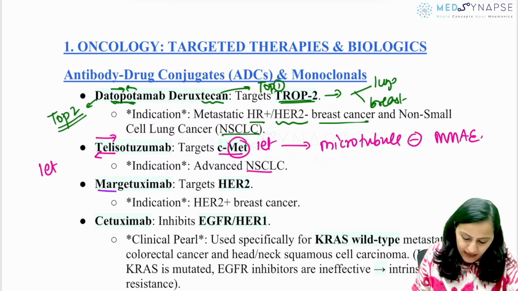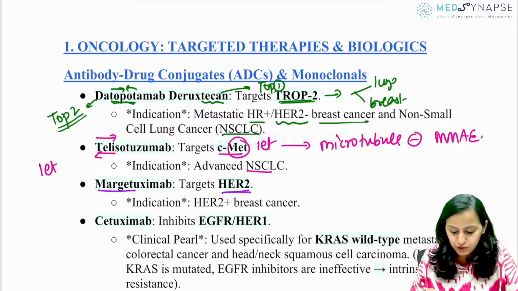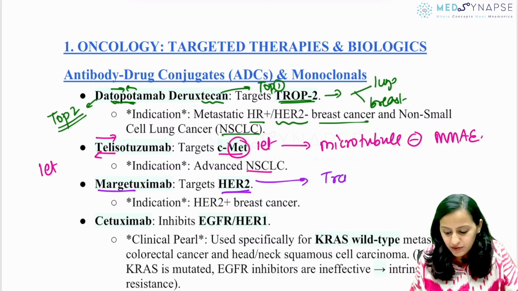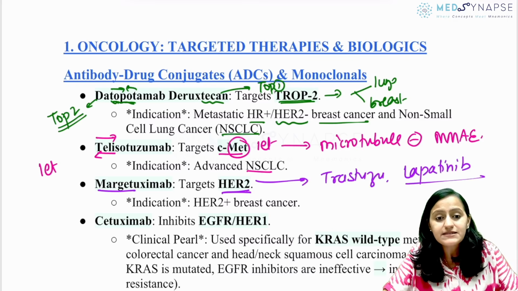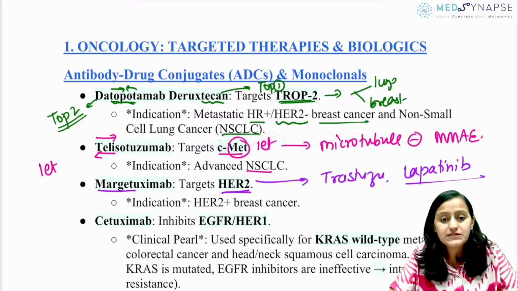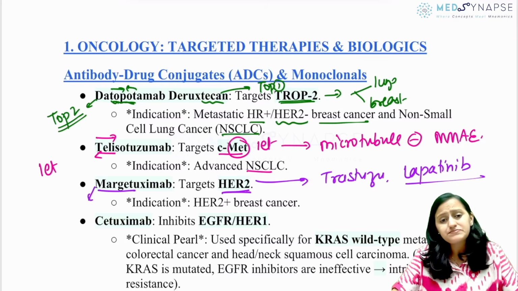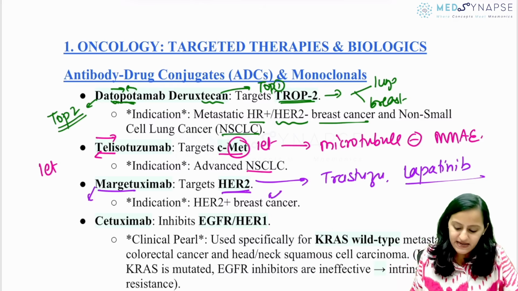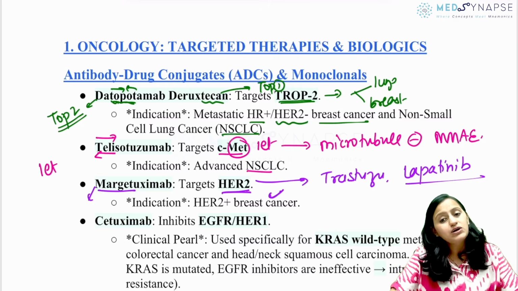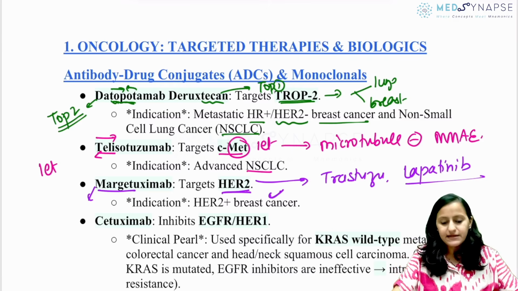Next one is margetuximab, which targets HER2. Other HER2 drugs which you know is trastuzumab and lapatinib, very, very important. This has been asked in INI-CET previously. Another drug is margetuximab. So remember this as like Margarita, a female named Margarita getting breast cancer, HER2. So HER2 Margarita getting breast cancer.